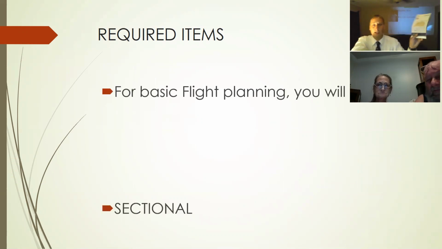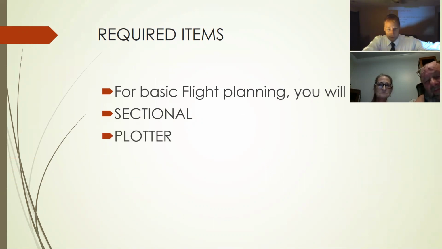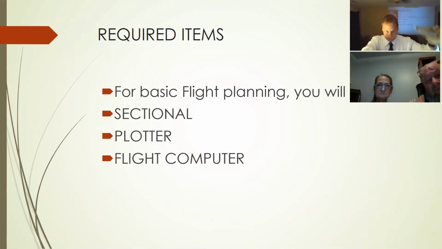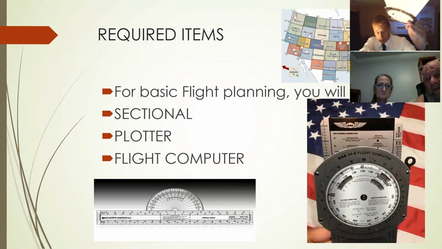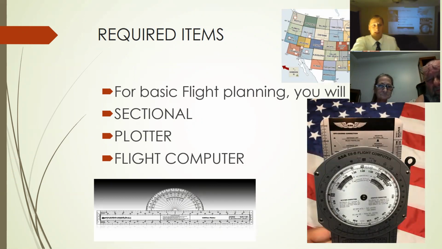For basic planning, you will need a sectional, which is an aviator's map. A plotter is a scale and a protractor, and an E-6B computer. It does all your calculations and conversions, makes them very simple.